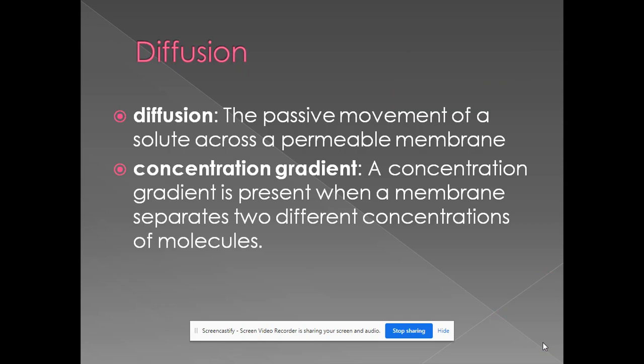Diffusion means the passive movement of a solute across a permeable membrane. It depends upon a concentration gradient. A concentration gradient is present when a membrane separates two different concentrations of molecules.